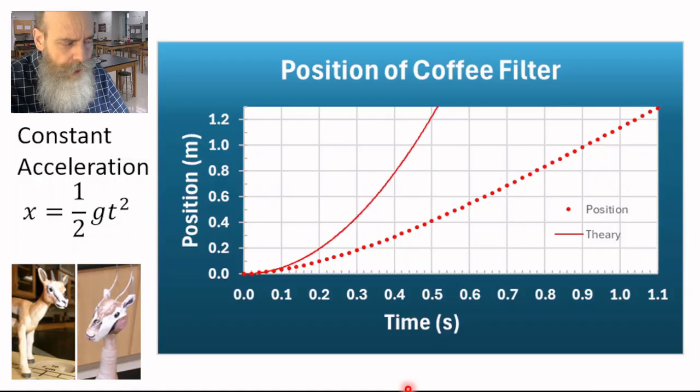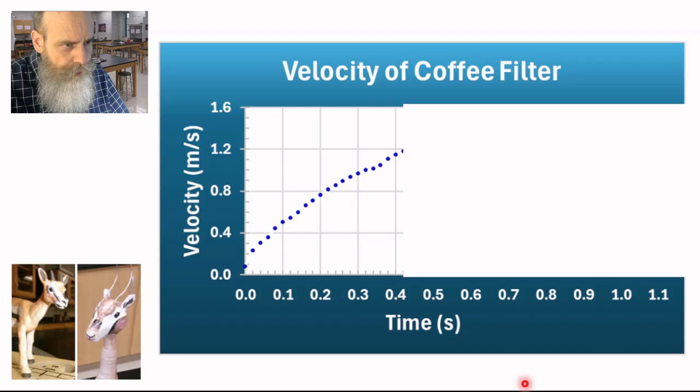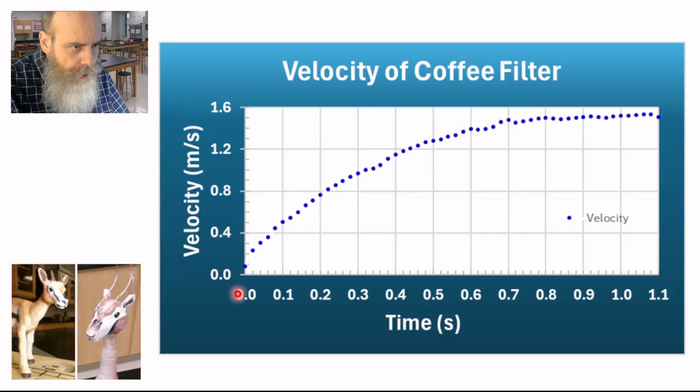Now let's look at the velocity. Here we plot velocity on the vertical axis versus time on the horizontal axis. Here's what we get. The velocity starts at 0 and it increases. The slope of the tangent to this graph is decreasing as time increases. It's high here, as you go along it gets lower and lower, and eventually it becomes 0. At this point we have constant velocity.